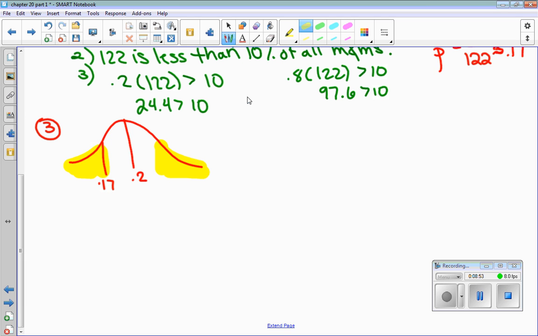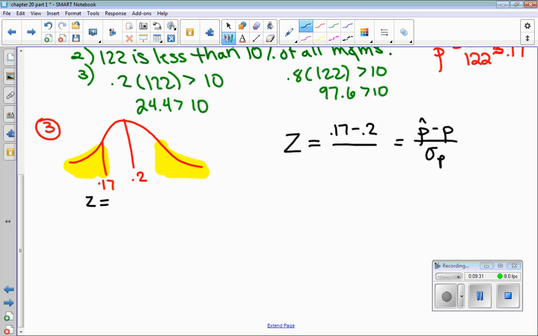Well, let's find the z. What z value is associated with 0.17? How do I find that? 0.17 minus 0.2 over our standard deviation, which we have not found yet. Don't we have a new standard deviation defined? Remember, it's x minus mu over, or p-hat minus p over our standard deviation. I'll write that on here: p-hat minus p over the standard deviation of p-hat. That's the formula for the z, the test statistic.